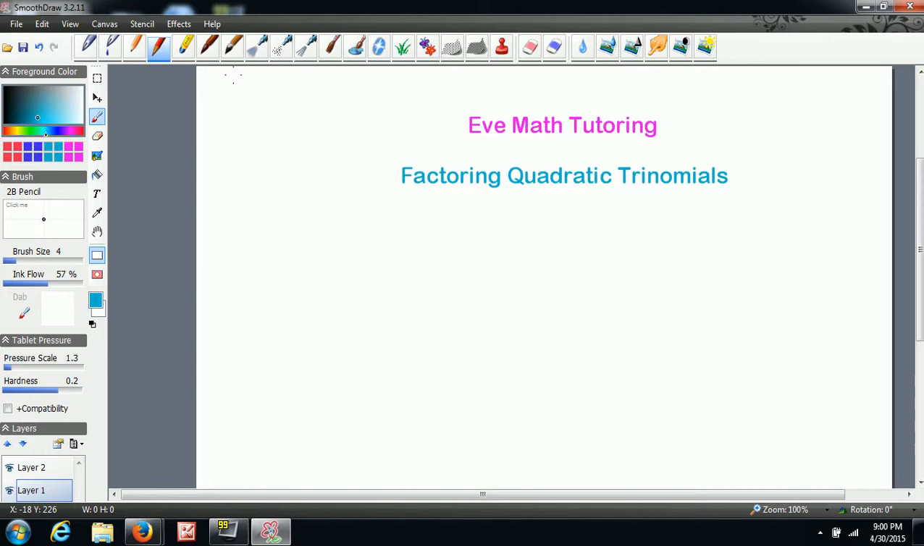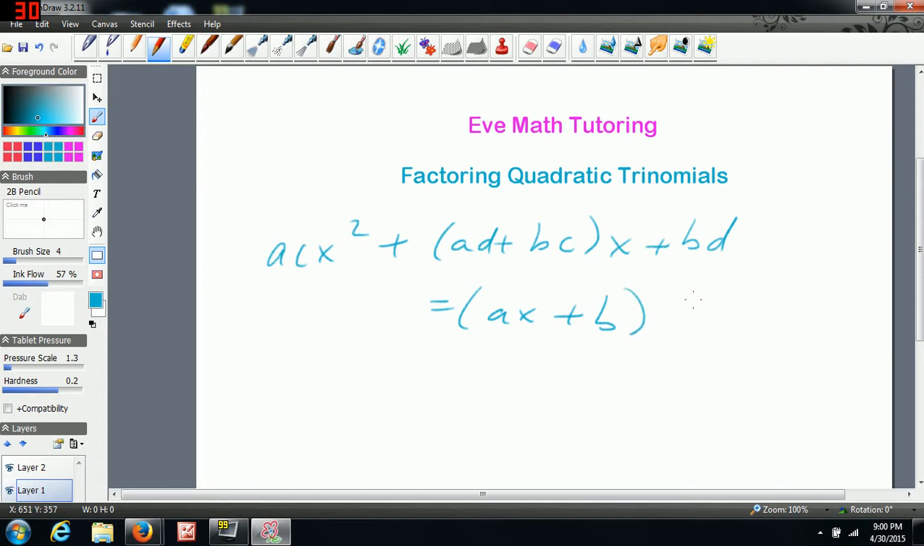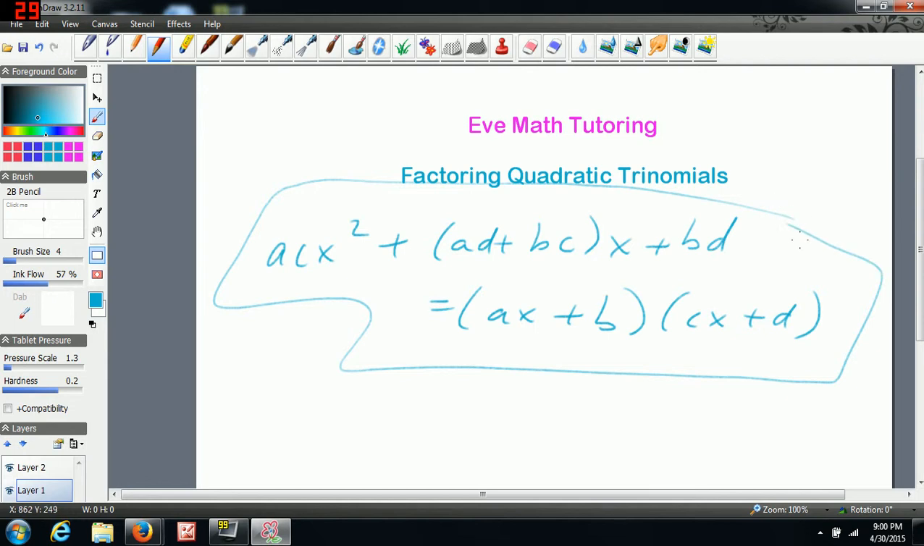Today's lesson is on factoring quadratic trinomials. So quadratic trinomials are in the following form, and factored in the following form. However, I'm going to be showing you an example to make this a little bit more straightforward.